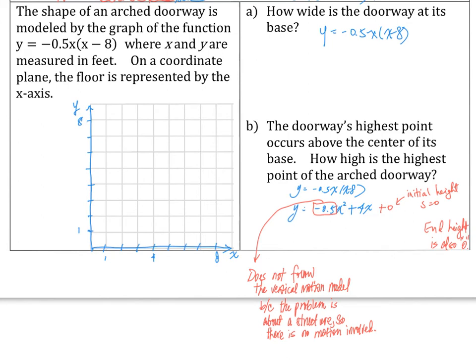Okay, let's look at this last example here. The shape of an arched doorway is modeled by the graph of the function y equals negative 0.5x times x minus 8, where x and y are measured in feet. On a coordinate plane, the floor is represented by the x-axis, so right here. How wide is the doorway at its base? Now, since this function is already in factored form, we can simply let y equal 0, because at the base, the height of this doorway is always 0.